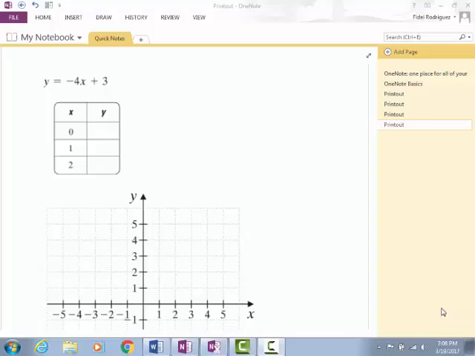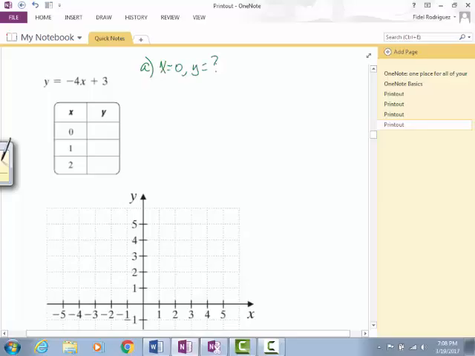Okay, for our next problem, we have y equals -4x plus 3, and again we have our table of values. We'll do this as we've been doing the other problems. In my first part, I know that x equals 0. I want to find the value of y. So I'm going to write out y equals -4 times 0 plus 3. So -4 times 0 is 0, and 0 plus 3 is just 3.